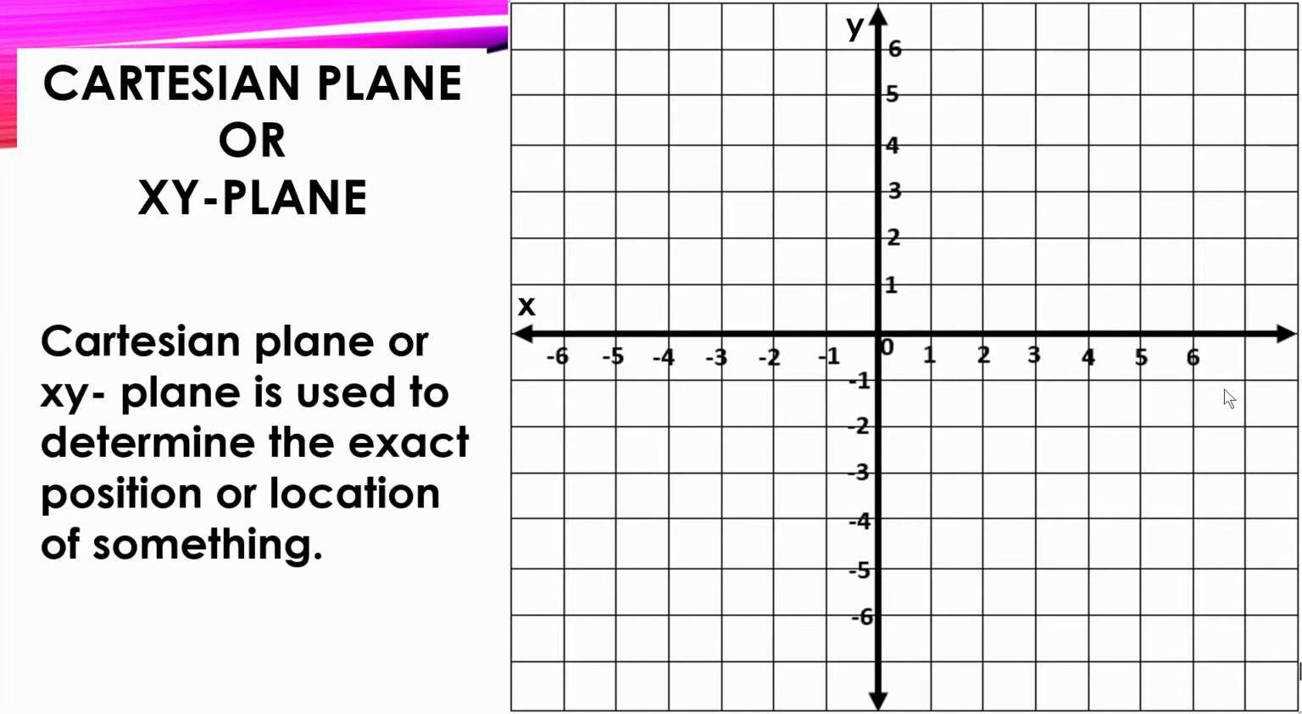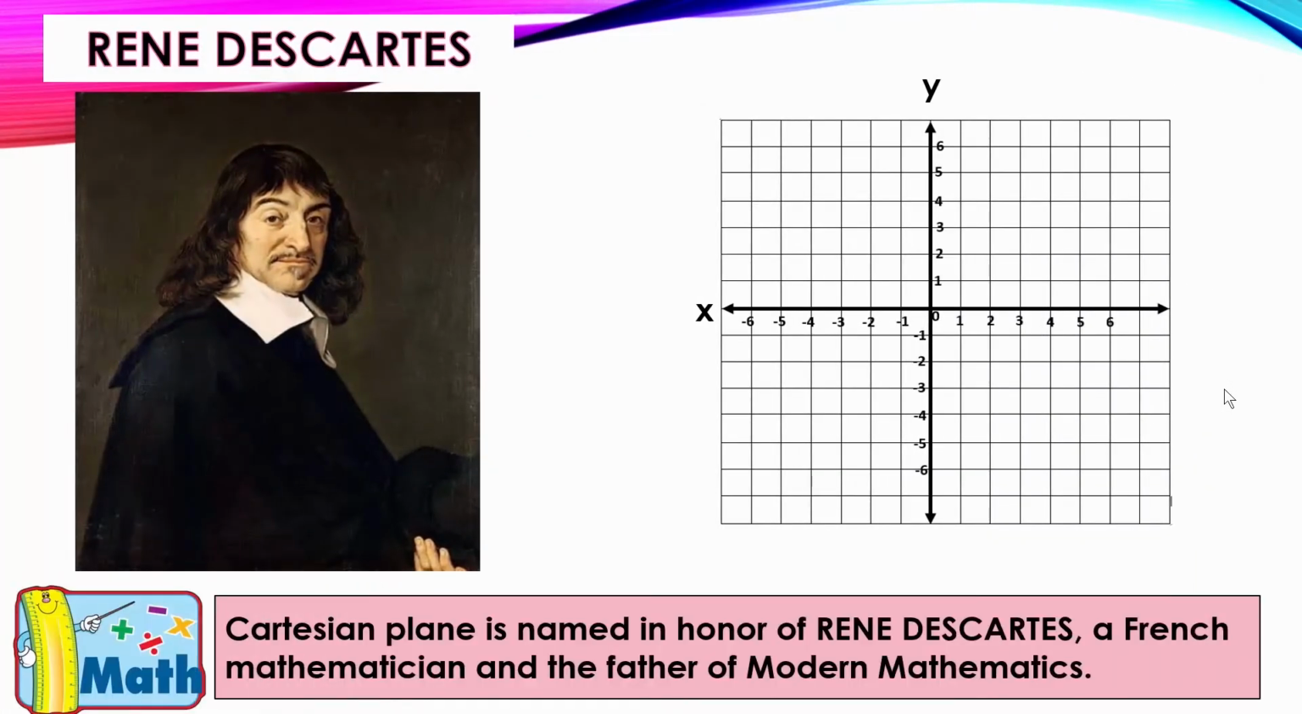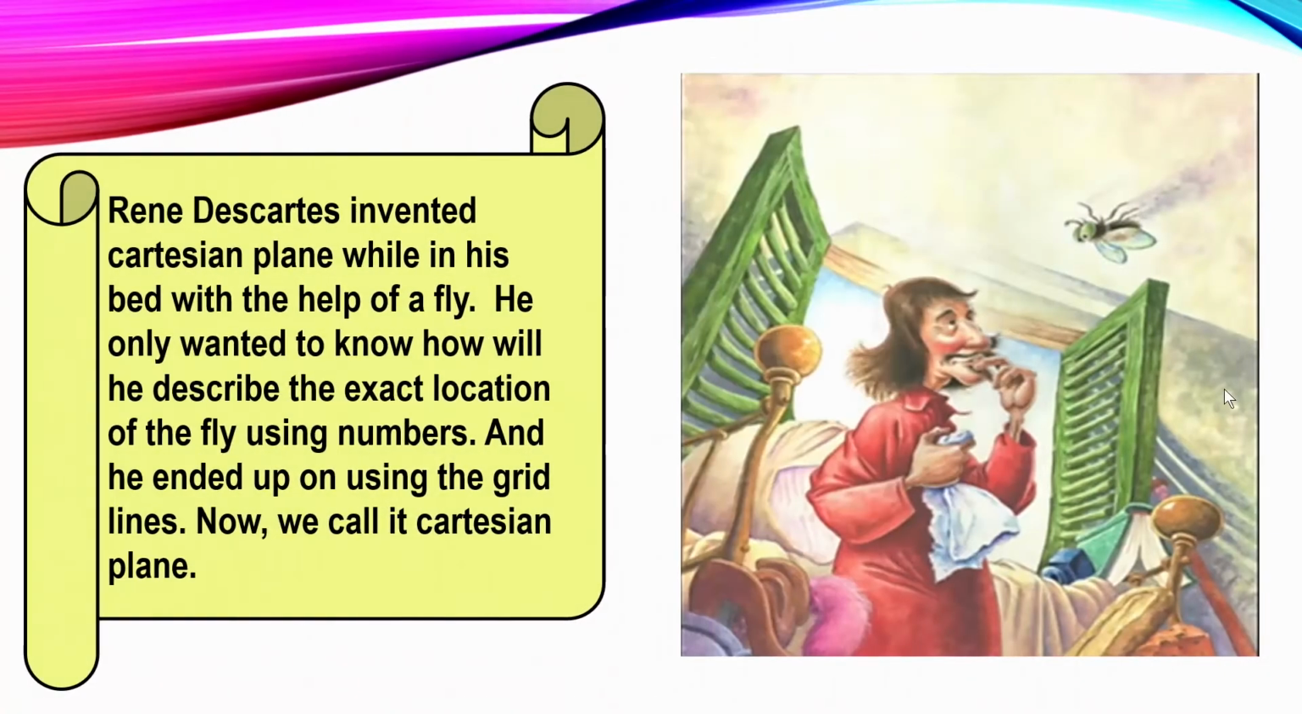Cartesian plane or XY plane is used to determine the exact position or location of something, where something should be or where something actually is. Cartesian plane is named in honor of René Descartes, a French mathematician and the father of modern mathematics. Did you know that René Descartes invented the Cartesian plane while he was in his bed with the help of a fly? He only wanted to know how he would describe the exact location of the fly using numbers. And he ended up using the grid lines. Now we call it Cartesian plane.